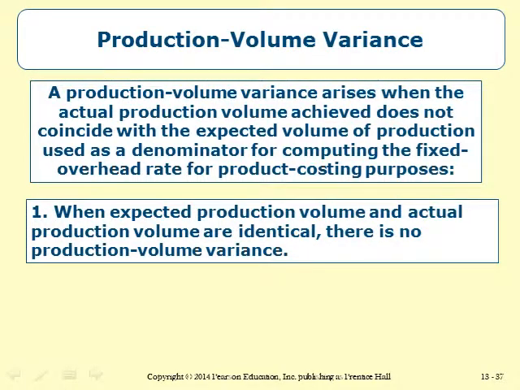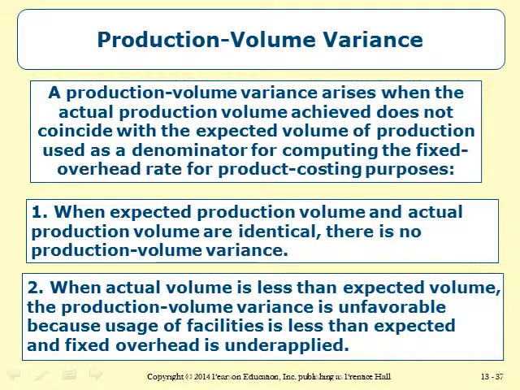And so a production volume variance arises when the actual production volume achieved does not coincide with the expected volume of production used as a denominator for computing the fixed overhead rate for product costing purposes. So when expected production volume and actual production volume are identical, there is no production volume variance. When actual volume is less than expected volume, the production volume variance is unfavorable because usage of facilities is less than expected and fixed overhead is underapplied.